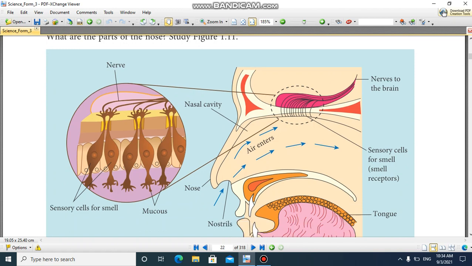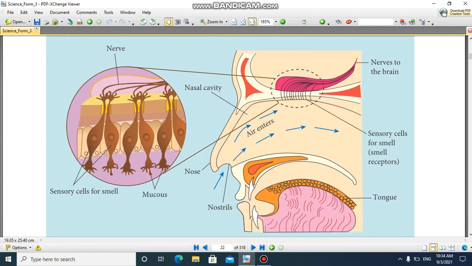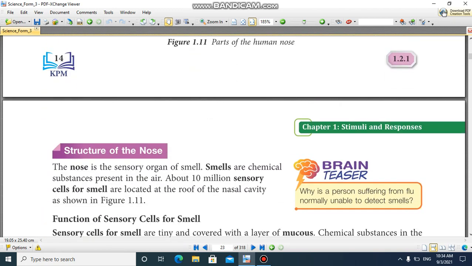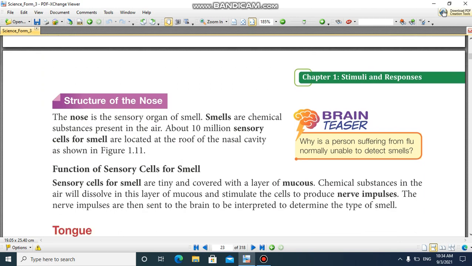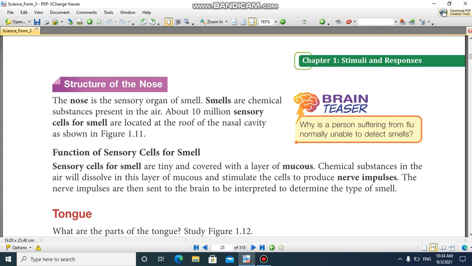This one is the nose. The nose is the sensory organ of smell. Smells are chemical substances present in the air. About 10 million sensory cells for smell are located at the roof of the nasal cavity.